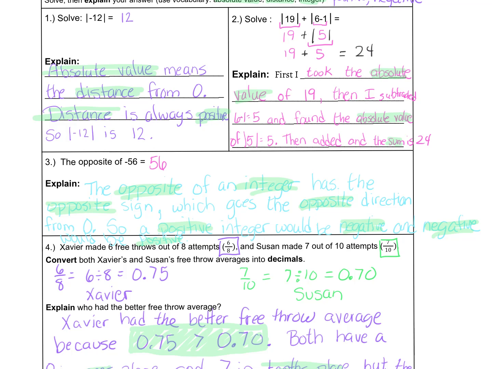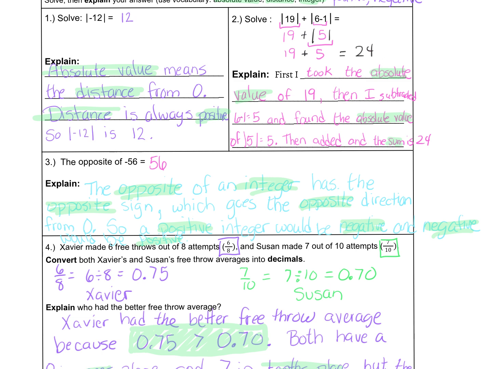We're going to go over Unit 2's formative answers. For number 1, it's the absolute value of negative 12. That's just 12 spaces away from 0. So remember, to explain, you need to be using these vocabulary words. Absolute value means the distance from 0. Distance is always positive, so the absolute value of 12 is 12.